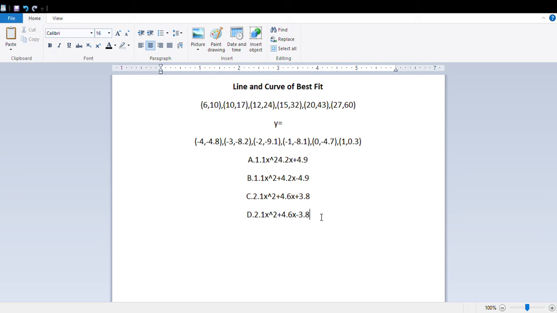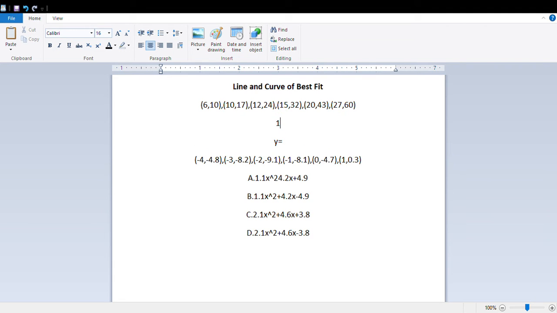So let's do that. Let's take these first 2 points because they're the least. You take y2 minus y1 over x2 minus x1, which is the slope formula. So 17 minus 10 over 10 minus 6, which is equal to 7 over 4. So that's going to be our slope.